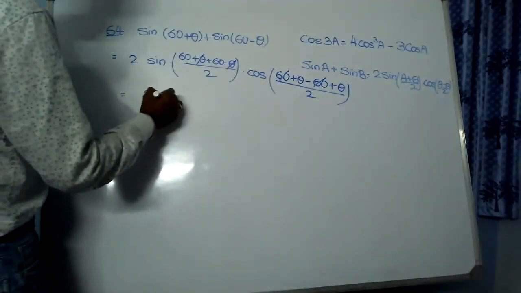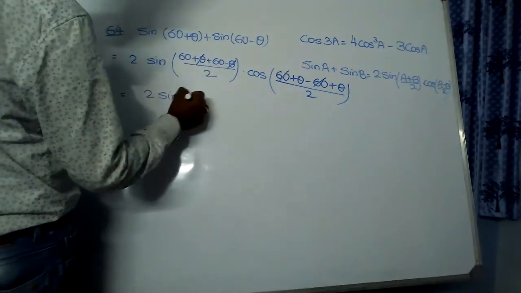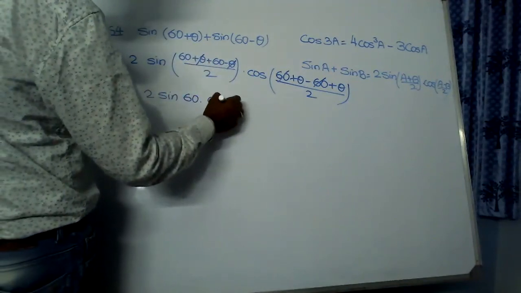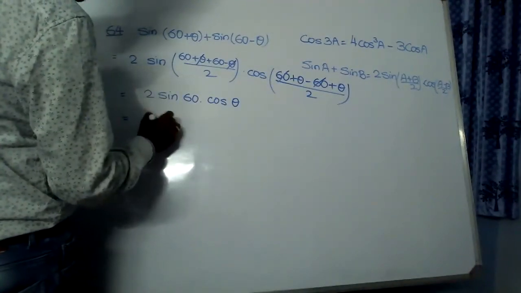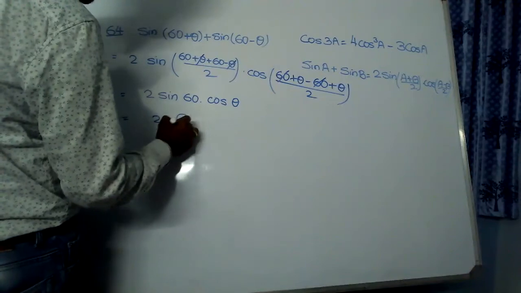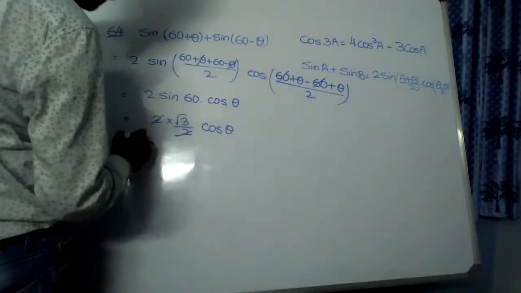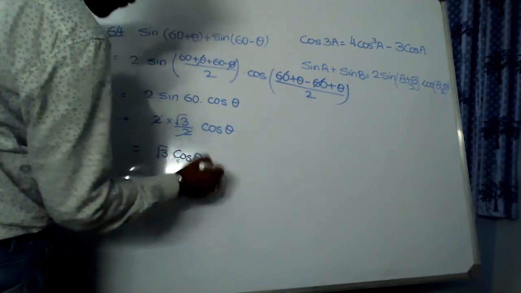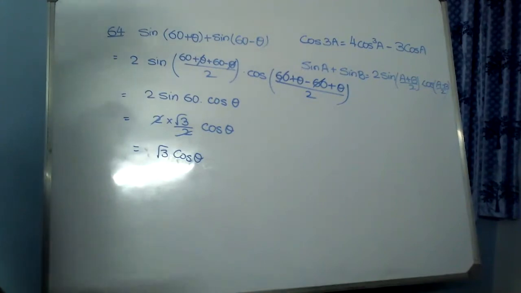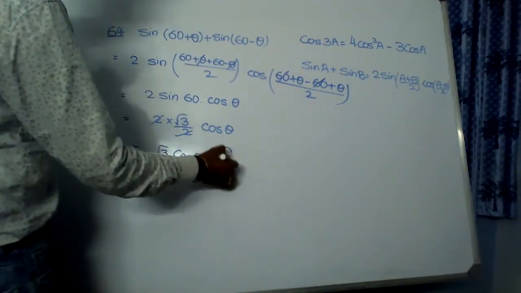What will you get here? 2 sine of (60 plus 60) by 2, that is 120 divided by 2, that is 60 degrees, into cos of 2 theta by 2, that is theta itself. Sine 60, we all know, is root 3 by 2. And here it's just cos theta. 2, 2 gets cancelled. Root 3 cos theta. Do we have such an option available? Yes, option B. So B is this option, right?